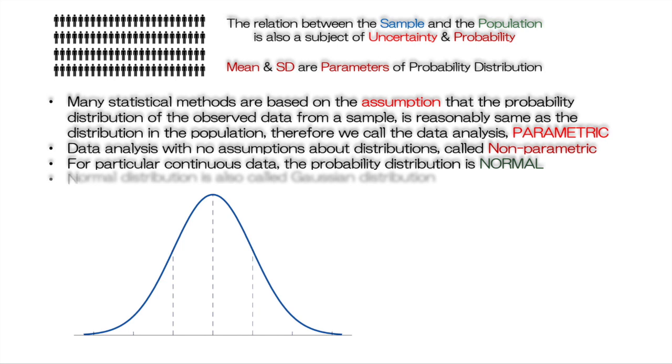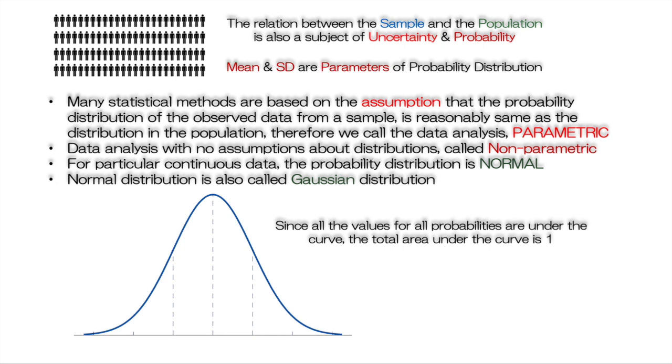We also can call it the Gaussian distribution. This is the normal distribution, the way it is. And since the sum of all probability values becomes 1, the surface area under the curve is also equal to 1, or we can say it covers 100% of the probabilities.